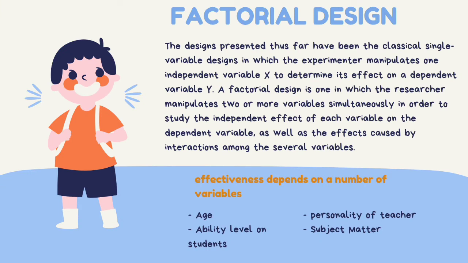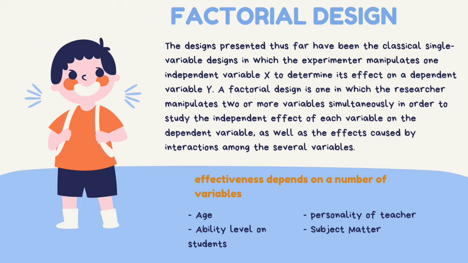Next, we move into the factorial design. The designs presented thus far have been the classical single variable designs in which the experimenter manipulates one independent variable x to determine its effect on a dependent variable y. A factorial design is one in which the researcher manipulates two or more variables simultaneously in order to study the independent effect of each variable on the dependent variable, as well as the effects caused by interactions among the several variables.